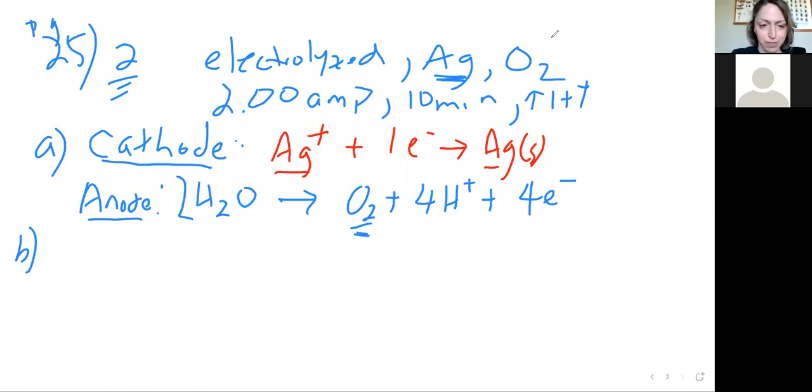So in this case, it asks what would be the volume of oxygen collected? So that's like amount of stuff. So I'm going to start with the time. For this experiment, it started with 10 minutes.